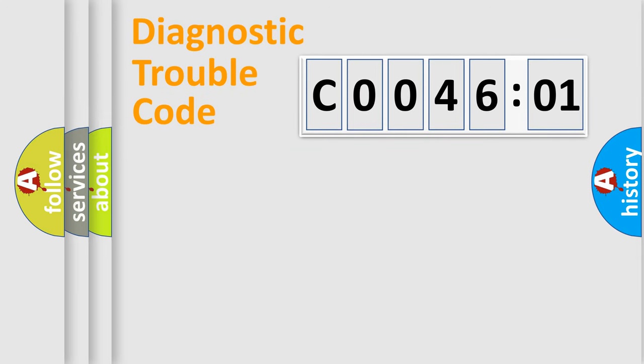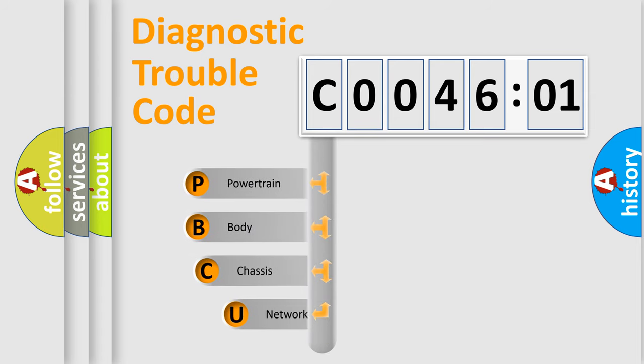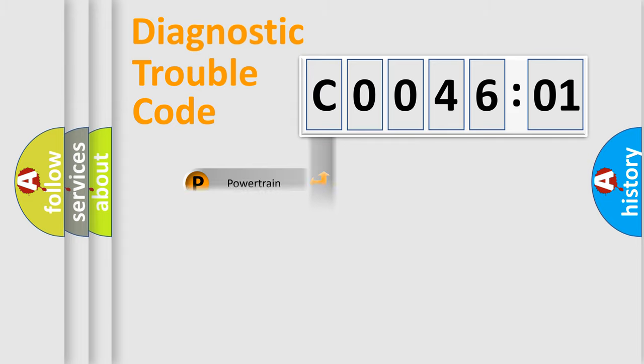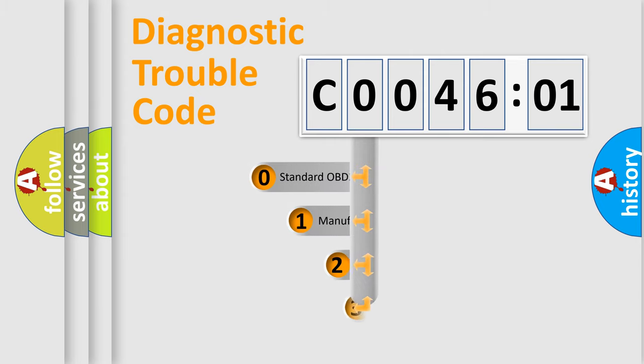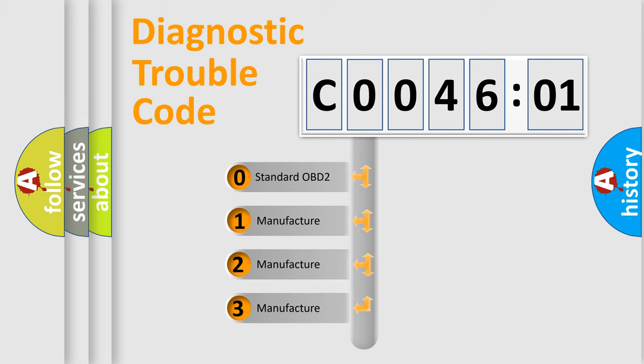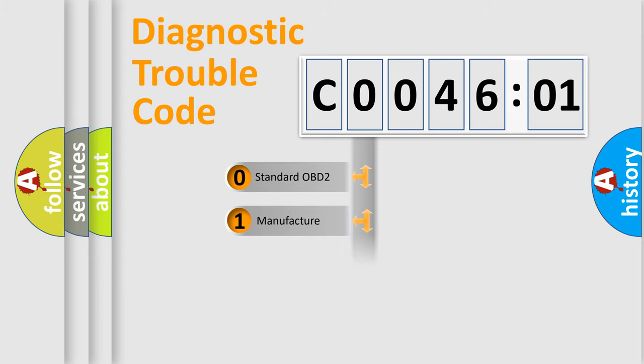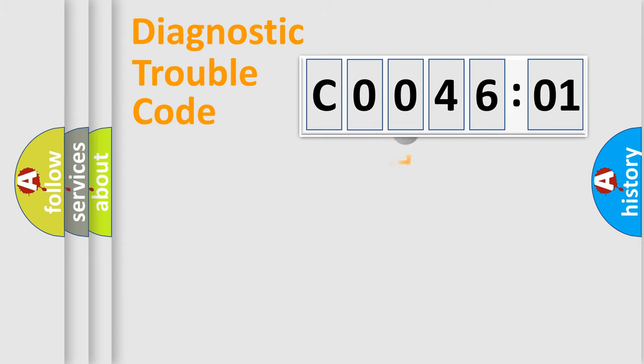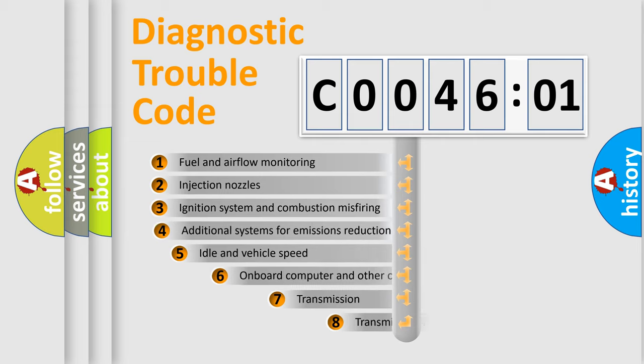Let's do this. First, let's look at the history of diagnostic fault code composition according to the OBD2 protocol, which is unified for all automakers since 2000. We divide the electric system of the automobile into four basic units: powertrain, body, chassis, network. This distribution is defined in the first character of the code. If the second character is zero, it is a standardized error. In the case of the numbers 1, 2, 3, it is a more specific, car-specific error.